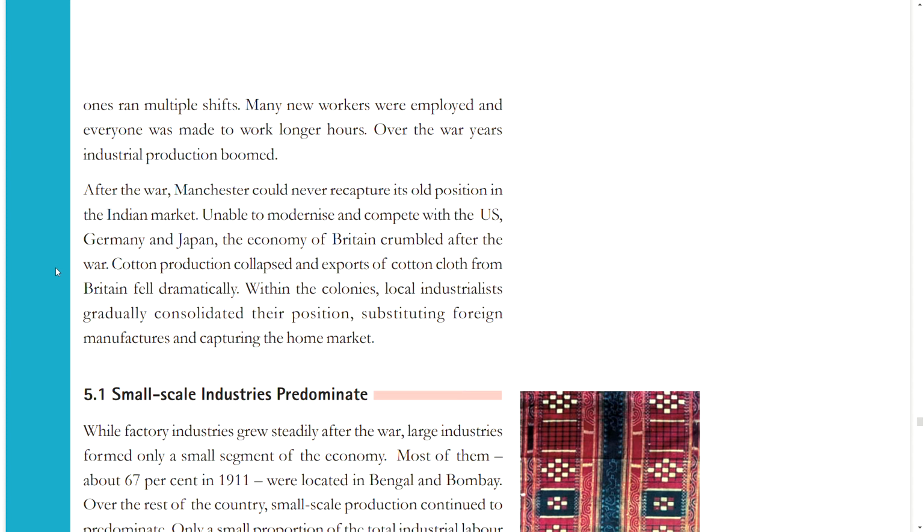The economy of Britain crumbled after the war. Cotton production collapsed and exports of cotton cloth from Britain fell dramatically. Within the colonies, local industrialists gradually consolidated their position, substituting foreign manufacturers and capturing the home market.